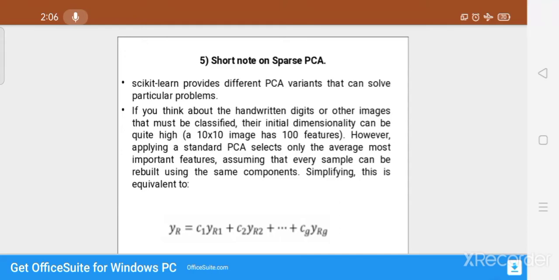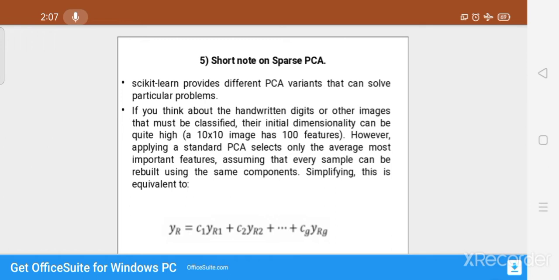So today we will discuss a short note on sparse PCA. As in the previous lecture we discussed PCA, that is principal component analysis, and why it is used, where it is useful. PCA is useful when the data size is large and the number of features in the data set is very high.